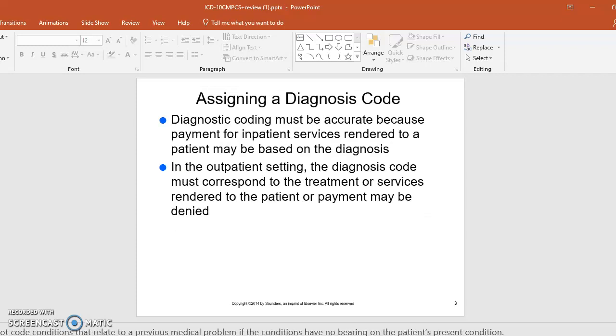So again, how do we assign a diagnosis code? It has to be accurate, because your inpatient services really are based on diagnostic coding. In the outpatient setting, the diagnosis code must correspond to the CPT code, so to the treatment or services rendered to that patient. Inpatient, we really concentrate on diagnosis. Outpatient, yes we do, but we're looking at that CPT code and making sure our diagnosis code matches it.